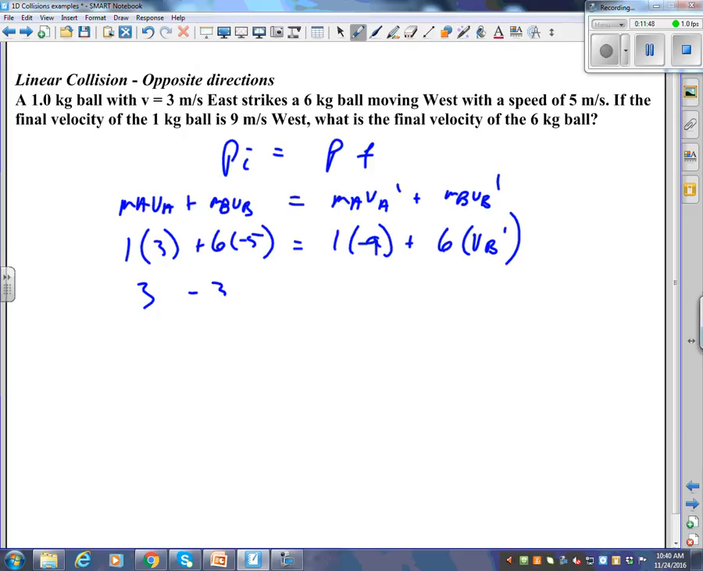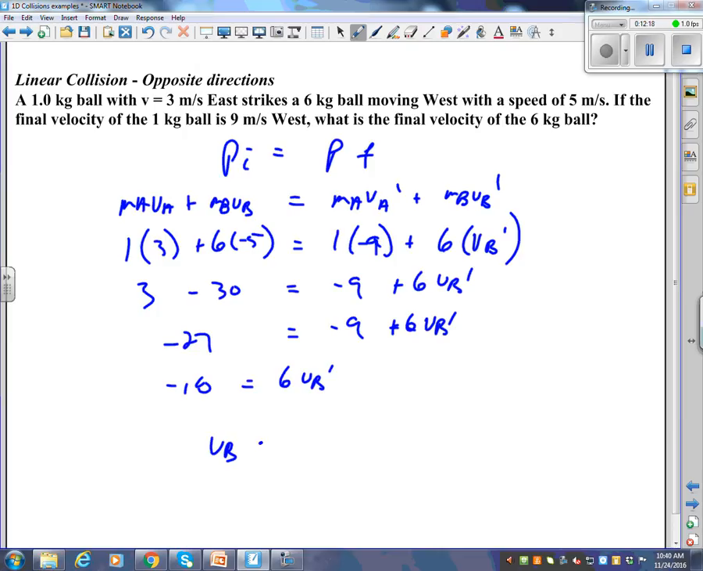3 minus 30 is minus 27. 1 times minus 9 is minus 9 plus 6 VB prime. Minus 9 goes to the other side, becomes plus 9. Minus 27 plus 9 is minus 18, which is equal to 6 VB prime. That's going to be minus 3.